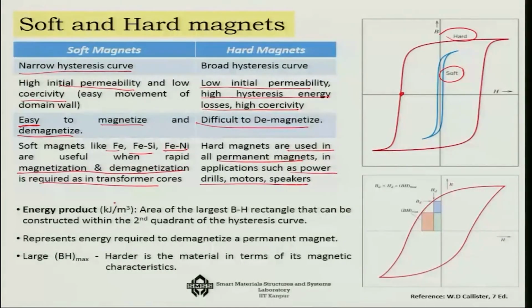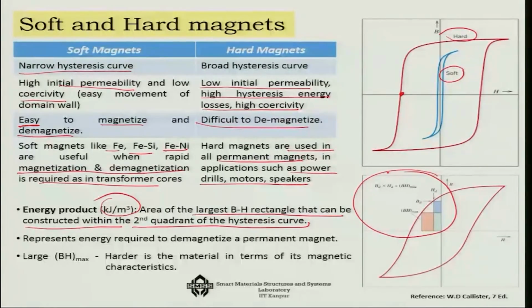The energy product, in kilojoule per meter cube, is the area of the largest BH rectangle that can be constructed within the second quadrant of the hysteresis curve. This is the second quadrant of the hysteresis curve. So, this is one of the measures, the largest BH rectangle that you can fit here. This represents the energy required to demagnetize a permanent magnet. The larger the BH max, the harder is the material in terms of its magnetic characteristics.